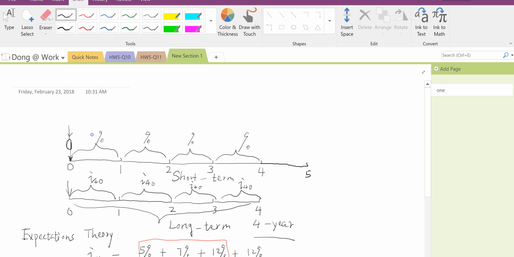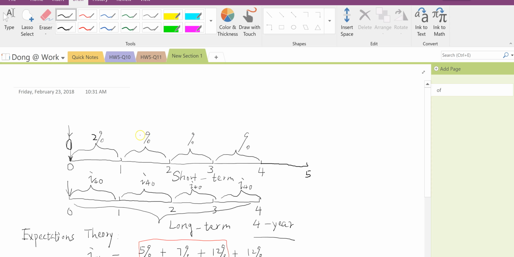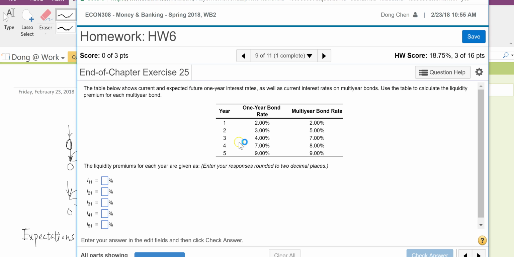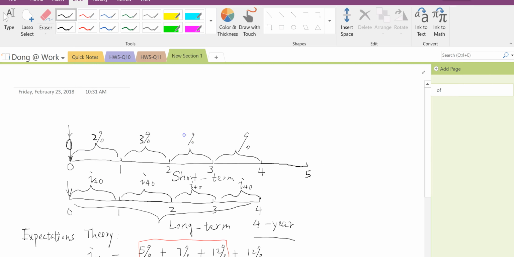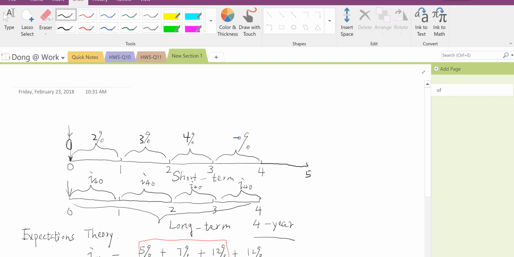So this is 2%. And then the second year, 1-year bond, it's 3%. And the third year, 4%. Fourth year, 7%. And finally, the fifth year is 9%.